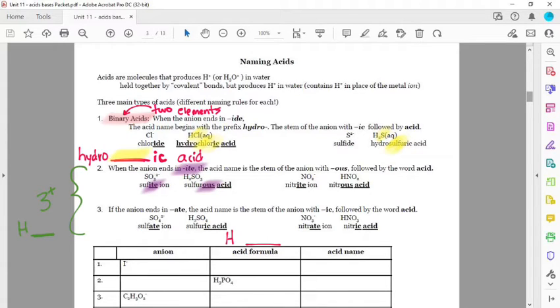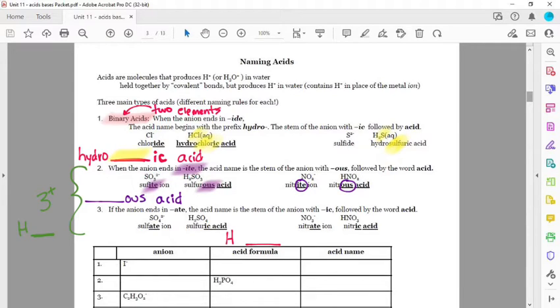Notice that we don't have hydro here. We're just jumping straight into the root element's name, and then it's going to change to having "us" instead of "ite." And then we still end the whole acid's name with the word acid. So here we have sulfurous acid, and over here nitrous acid, just taking that "ite" ending and replacing it with "us."